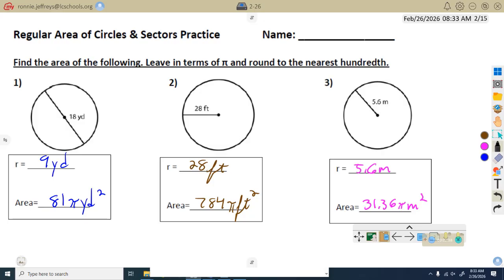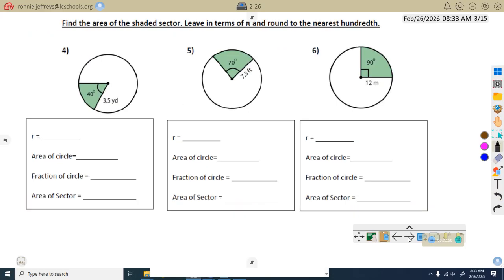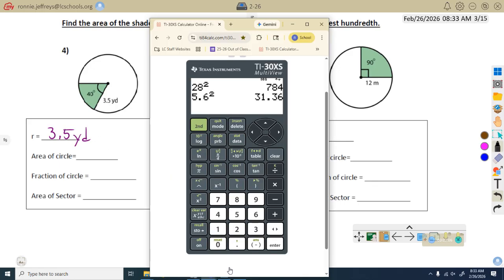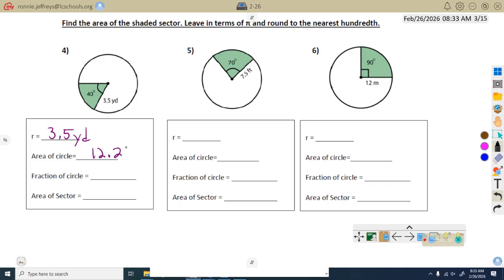You won't have problems like 1 through 3 on the check on learning. They're more like the bottom because it does about the same. All right. So, that being said, our radius for number 4, we're finding the area of the shaded sector. I think vector should come back in a Despicable Me movie.